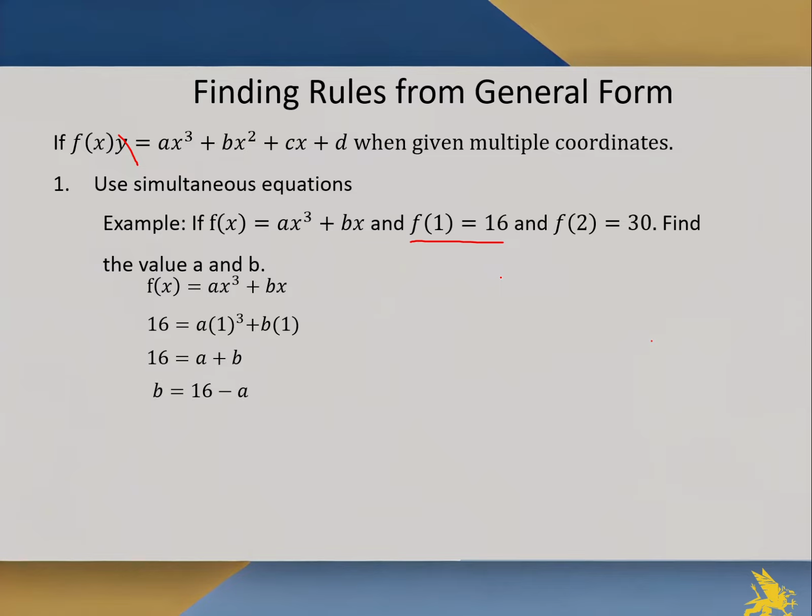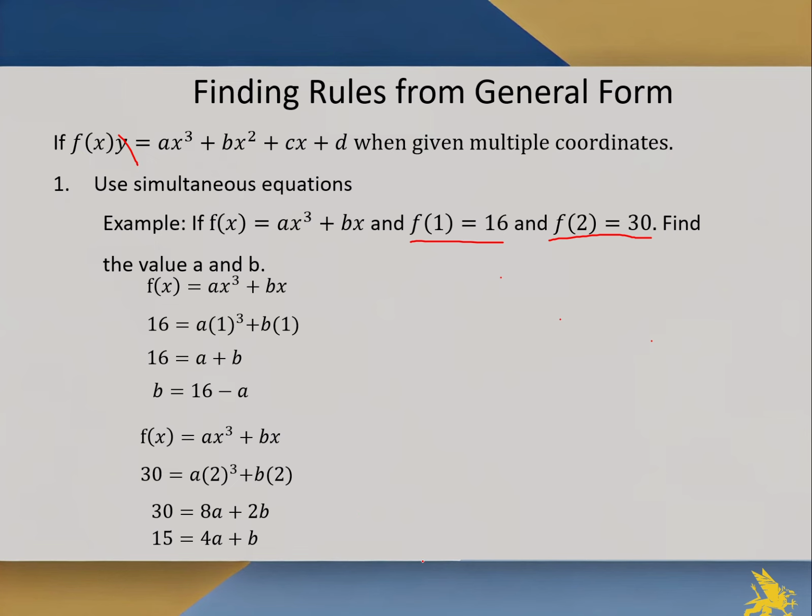I can get b by itself if I want to. b is equal to 16 minus a. Likewise, f of 2 equals 30, I create a second equation. I put in 2 for x and 30 for y, and 2 to the power 3 is 8, and that leaves me with 30 equals 8a plus 2b. I can halve it, so it's 15 equals 4a plus b.